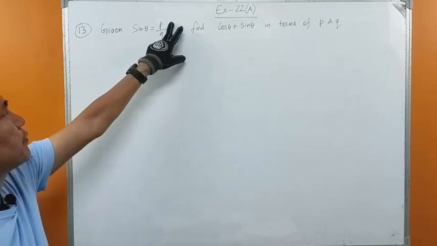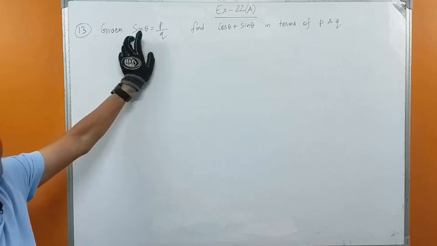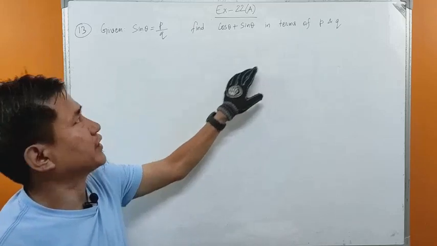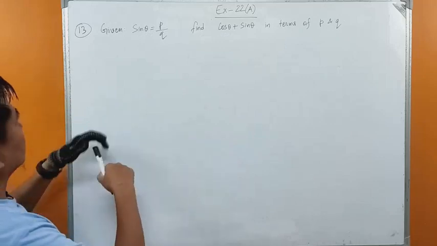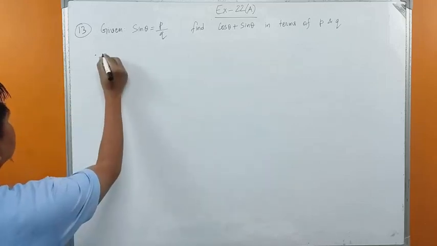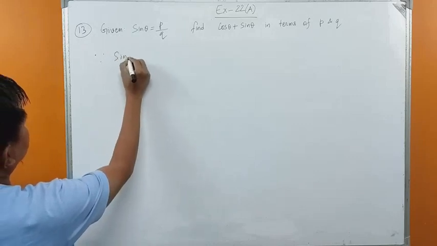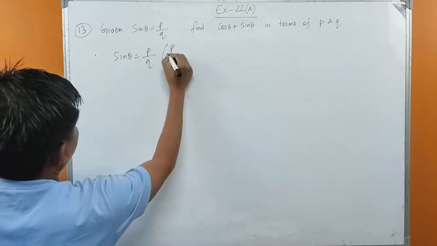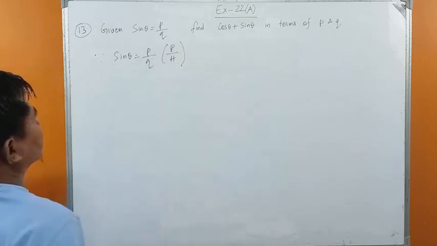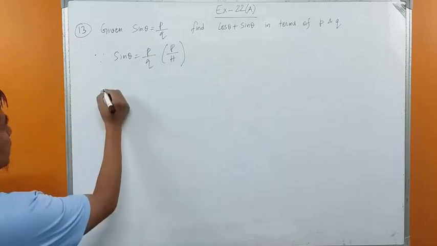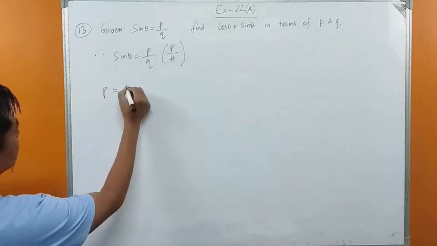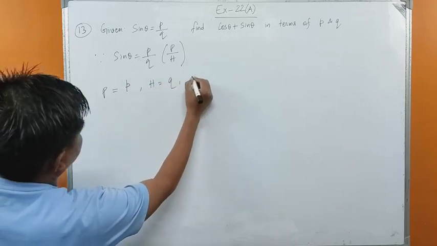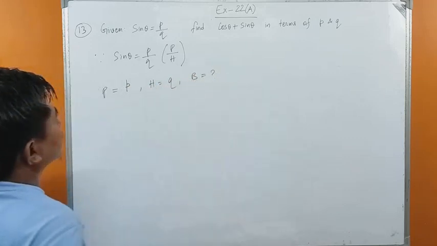Given sin theta equals P upon Q, the value of sin theta is given to us. We are asked to find the value of cos theta plus sin theta in terms of P and Q. This is a similar type of question as we did earlier. Since sin theta equals P upon Q, this is perpendicular upon hypotenuse. So perpendicular is P, hypotenuse equals Q, base is unknown.